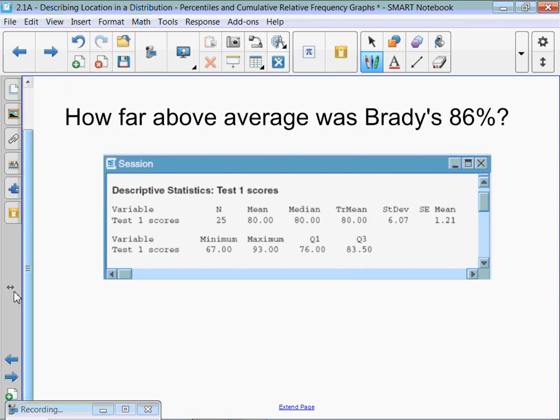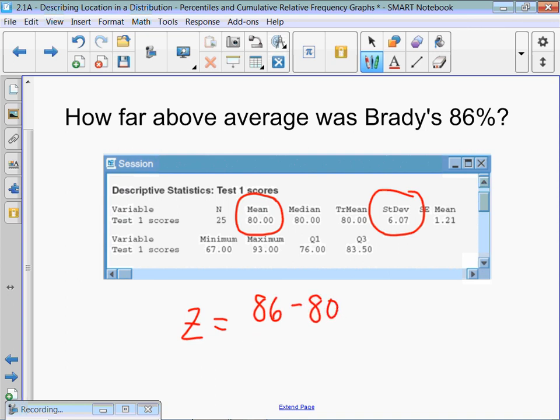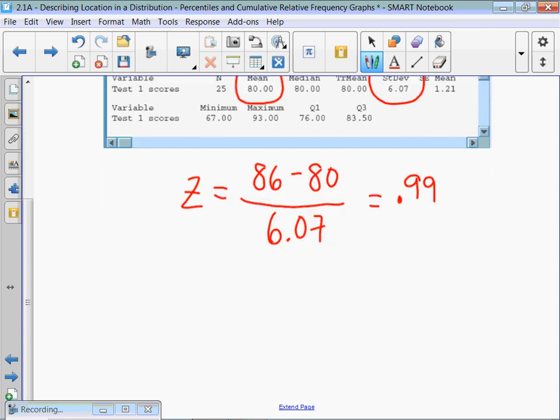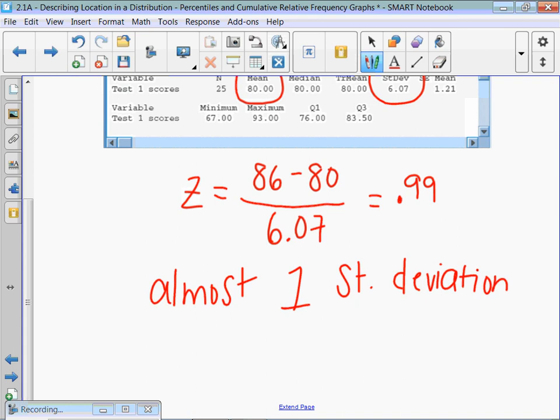So let's go back to this, and you've got to find your data here. Here's the mean, 80. Here's the standard deviation. Those are the only two numbers we need from all the data. And we're going to do the formula. So the z-score is equal to the data point, Brady's score of 86, minus the mean, which is 80, all divided by the standard deviation, which is 6.07. And that gives us 0.99. What does that mean? That means he was almost 1 standard deviation above the mean.